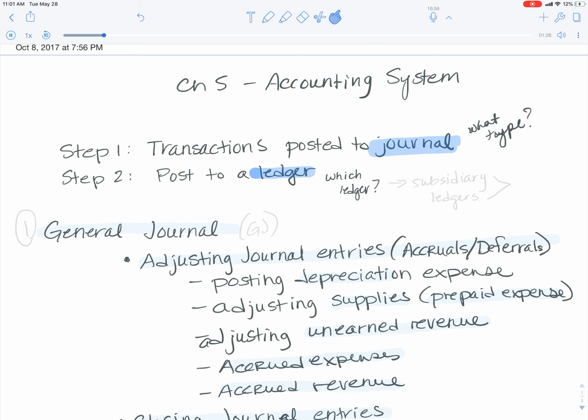There are 5. The first one is the general journal. Now the general journal has 2 main purposes. They are going to be to post our adjusting journal entries. So at the end of the month and the end of the year, we may want to post depreciation expense, adjust for prepaid expenses like supplies, adjust for unearned revenue, or any other accrued expenses or accrued revenue. So if we are going to post adjusting journal entries, those need to go in the general journal.